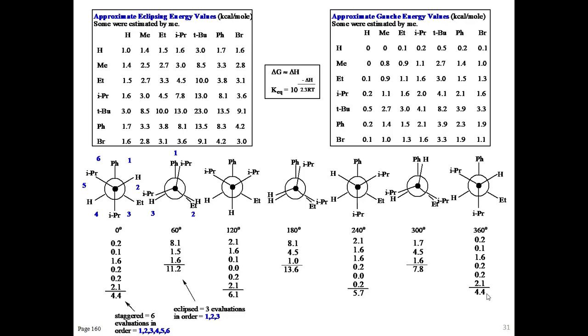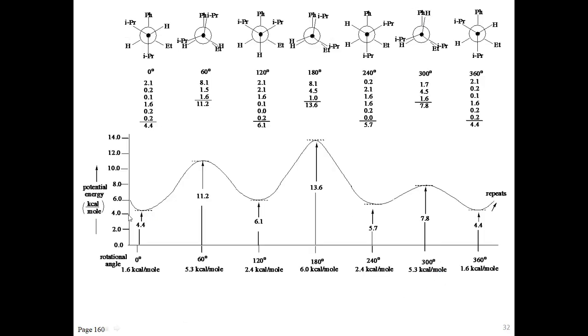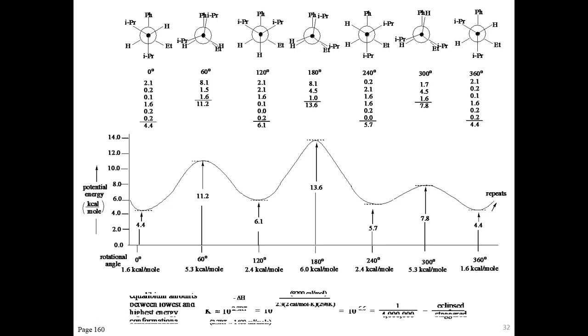So you can see this is a much more complicated energy picture. None of them are the same. They're all different. But it's definitely an up and down based on staggered versus eclipse, staggered versus eclipse, staggered versus eclipse, and staggered again. How big they are depends on how close the big groups are to one another. So hopefully this will help you be able to do the problem. The problem that we do on the test is going to be very similar to the one that I just went through here. And if you can do this and understand it, you should do well on the test.